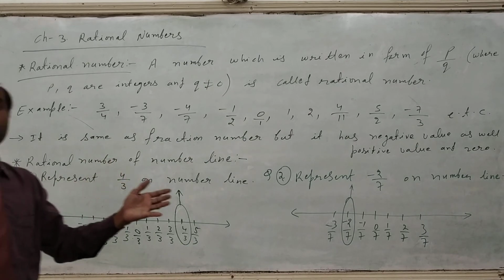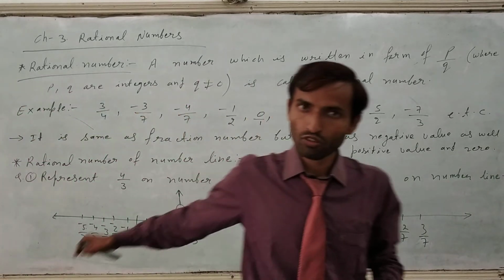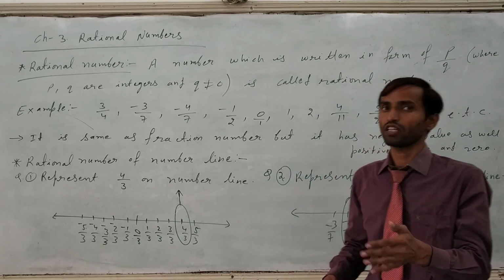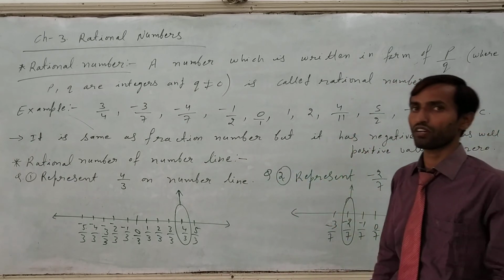If we add any two fractions, we take the LCM. Here also we have to do the same process. In subtraction also we take the LCM. In multiplication we do not take the LCM; in multiplication we cancel out and simplify.